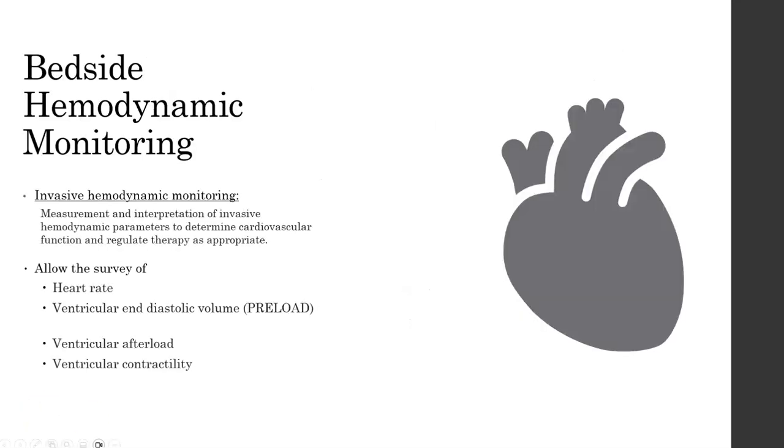All right, so now I am going to talk about the hemodynamic monitoring systems. So we have bedside hemodynamic monitoring. This is typically what we would consider invasive. It's a measurement and interpretation of invasive hemodynamic parameters to determine cardiovascular function and regulate therapy as appropriate. So this allows us to survey the heart rate, our preload, that ventricular end diastolic volume, ventricular afterload, and ventricular contractility.